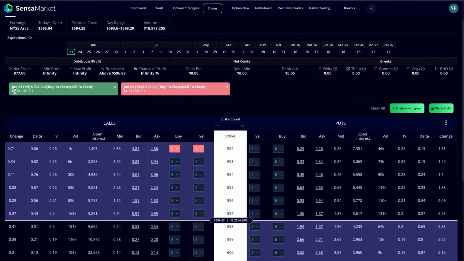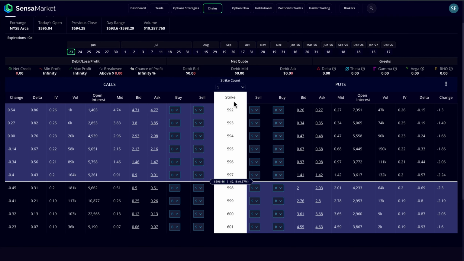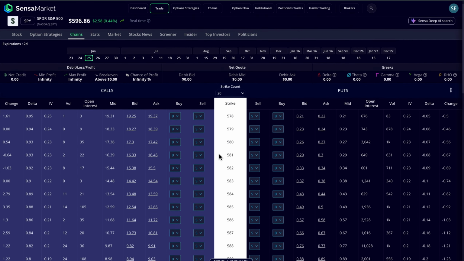Each leg is shown as a small box with the expiration date, strike price, and action, buy or sell. As you add legs, the calculator updates in real time, showing you potential profit, loss, and live Greeks for your entire strategy. You'll also see two key options, clear all to reset everything, or analyze with graph, to open a visual profit-loss chart of your strategy.